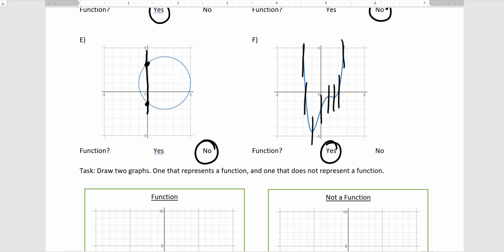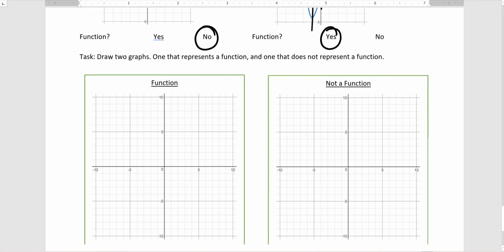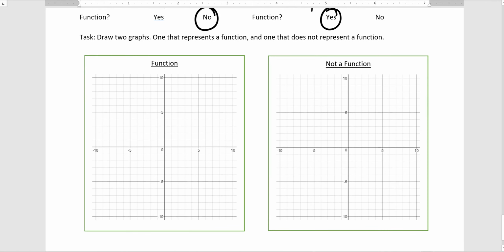All right, last task I'll have you do today. Go ahead, I would like you to draw something that represents a function on the left, something that represents a relation that is not a function on the right. Go ahead and pause the video, something that is a function on the left, not a function on the right. Pause the video and then we'll check it together.